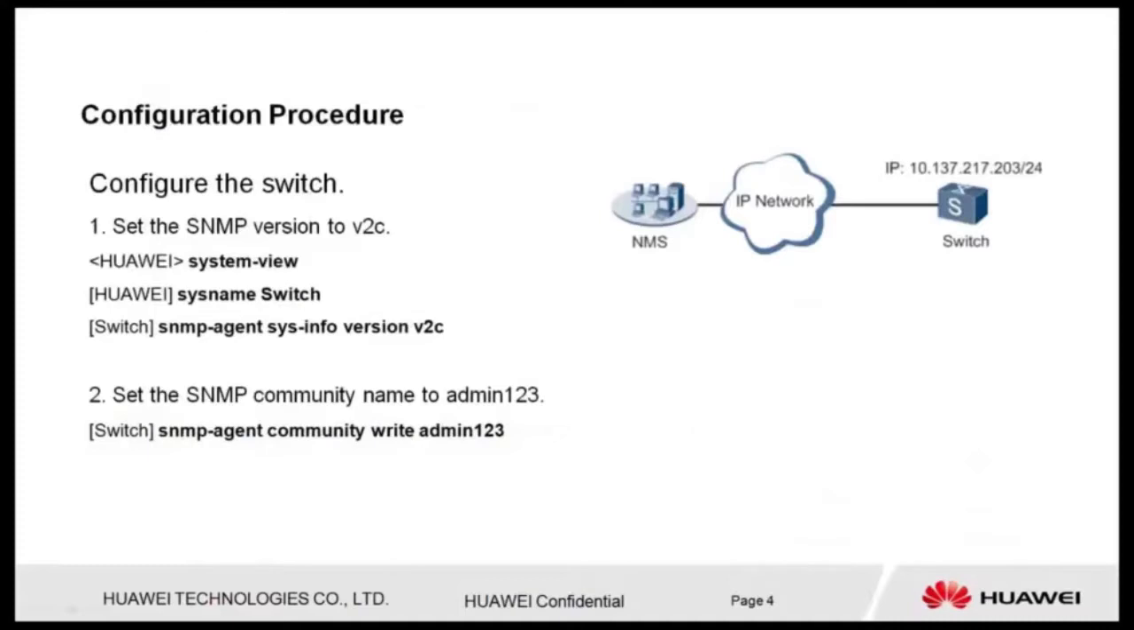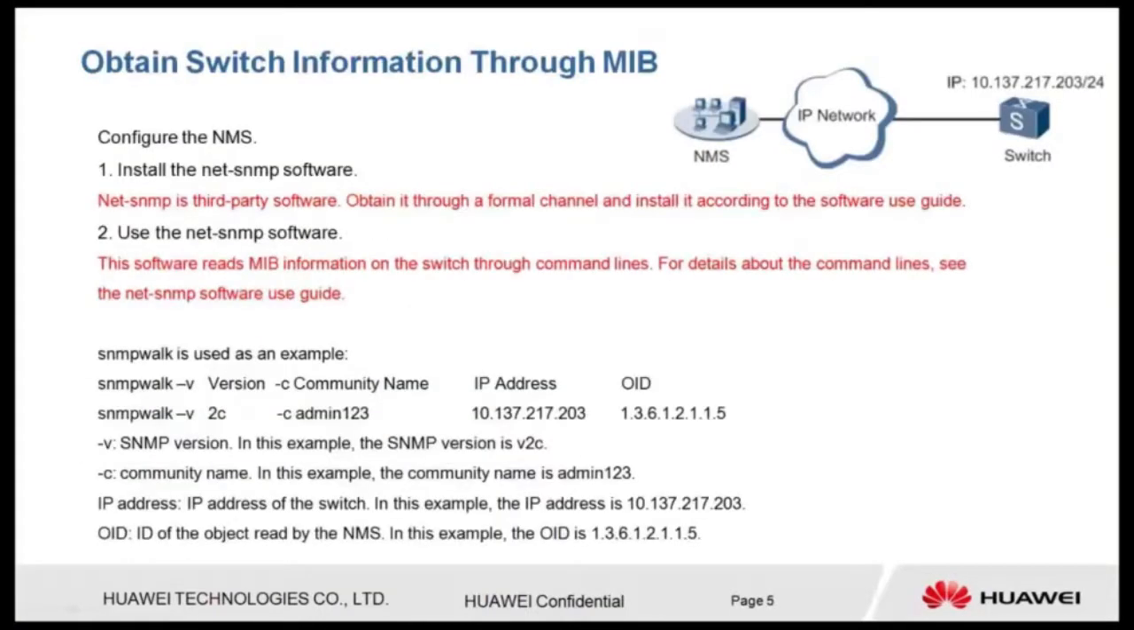The configuration procedure is as follows. Configure the switch. Step 1. Set the SNMP version to V2C. Step 2. Set the SNMP community name to admin123. Configure the NMS. Step 1. Install the net-snmp software. Net-snmp is third-party software. Obtain it through a formal channel and install it according to the software use guide.